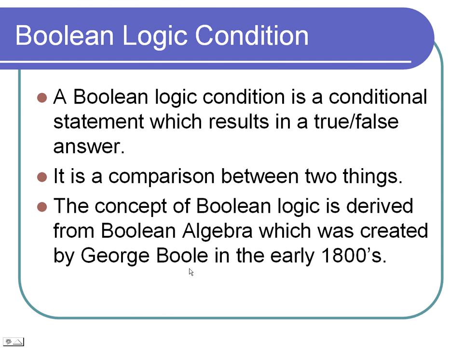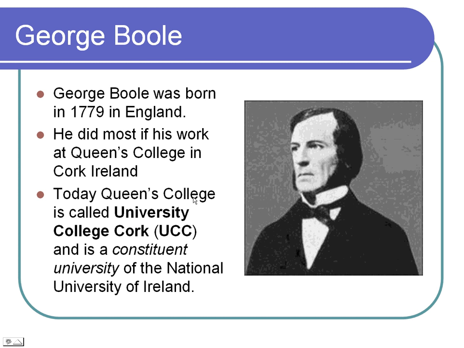The concept of Boolean logic was derived from Boolean algebra, and it was created by George Boole in the early 1800s. Now, good old George Boole was born in 1779 in England, and this is just a little history I think you should know. He did most of his work in Queen's College in Cork, and today Queen's College is called University College Cork, a constituent of the National University of Ireland. Just a little historical note so you know who George Boole was, and that he created Boolean algebra way back in the early 1800s, late 1700s maybe. He did a little starting work on it. So that's where Boolean algebra came from.